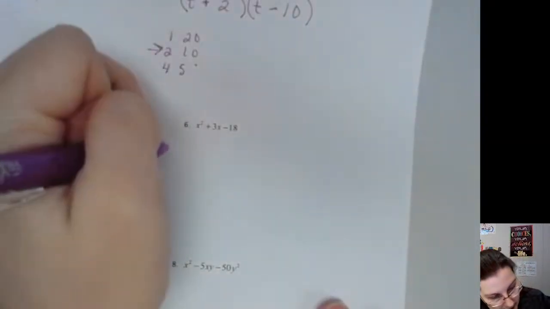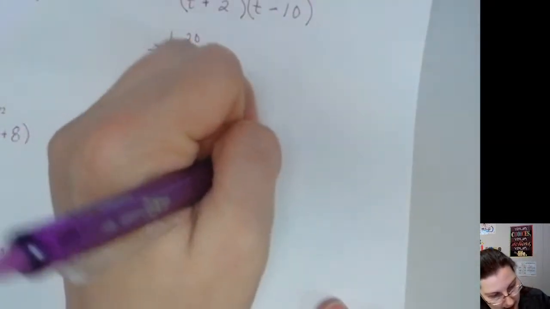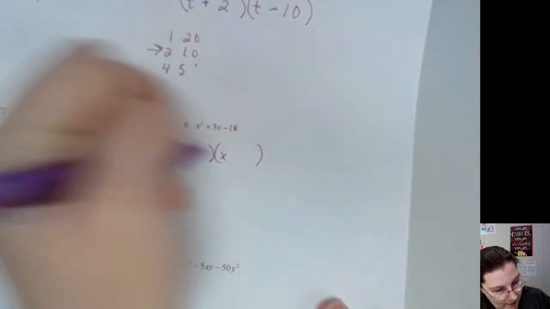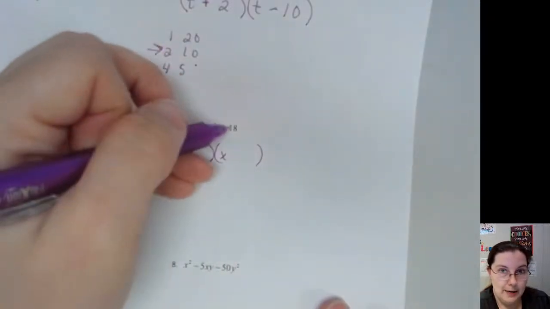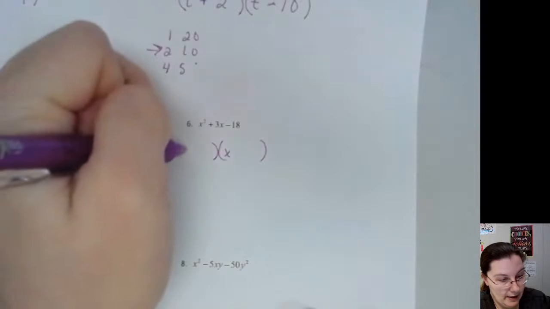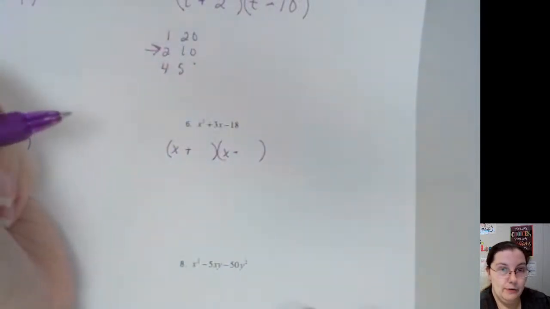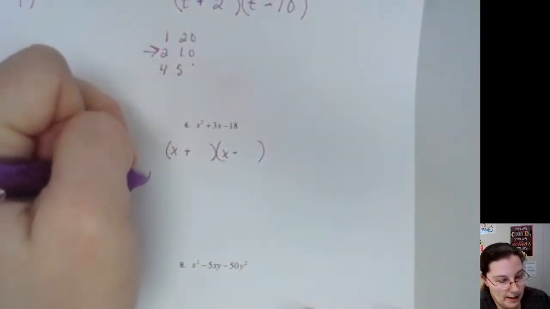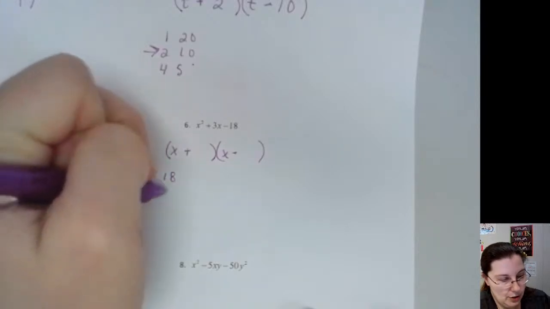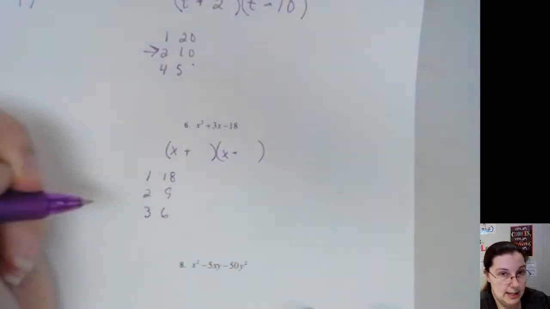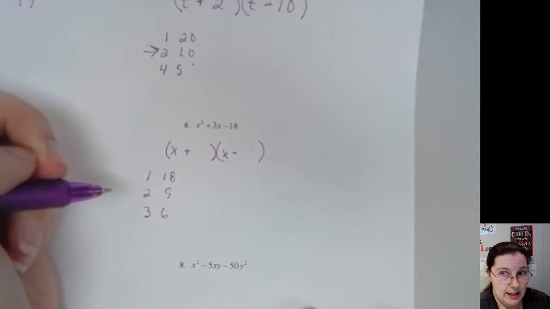All right, moving on to number 6. And we have x's for our variables. Again, we have a negative, so because it's negative, I'm going to have 1 plus, 1 negative. And then we got to look at our factors. I have 1 and 18, I have 2 and 9, 3 and 6, and I think that's it.